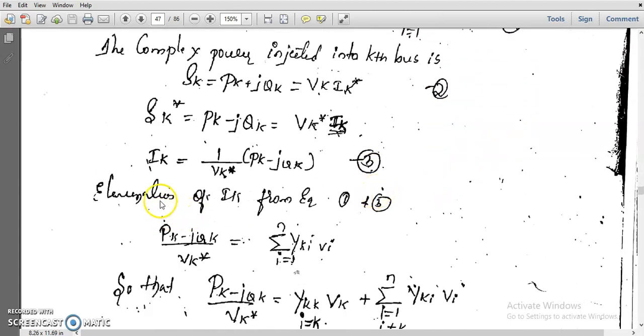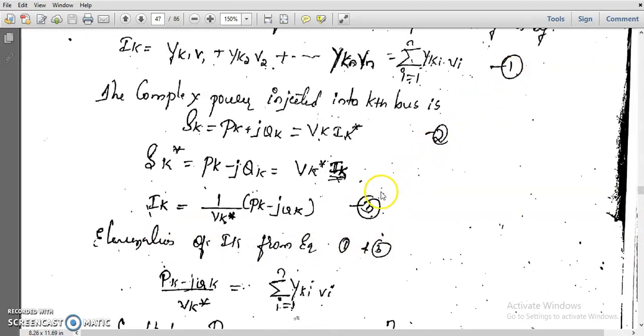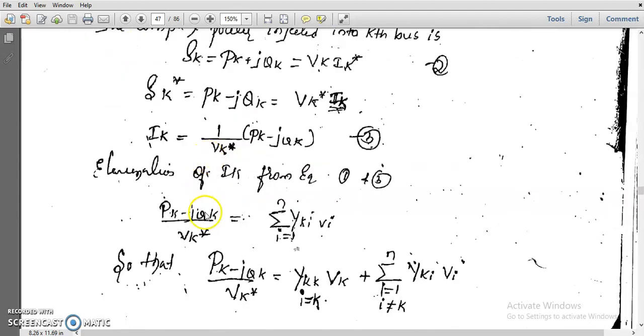Now, eliminating Ik, from equations 1 and 3, you take equations 1 and 3, where Ik is present. So Ik is equation 1, and from equation 3 it is Pk minus jQk divided by Vk conjugate; substitute here. Therefore Pk minus jQk divided by Vk conjugate equals the summation from i equals 1 to n of Yki Vi.